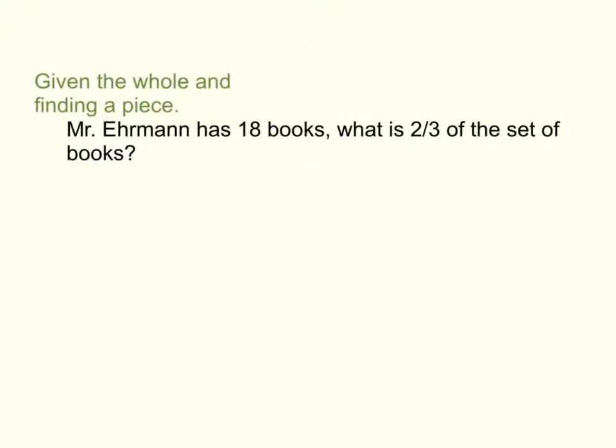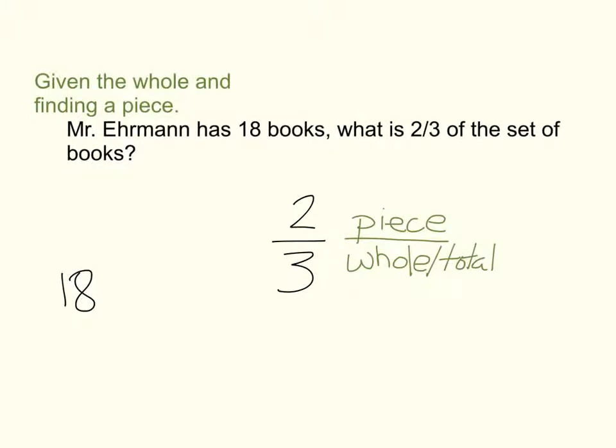In this problem, Mr. Ehrmann had 18 books, and what is 2/3 of the set of books that we saw earlier? We were given information about the entire set, the whole 18 books, and trying to find a piece of that set, 2/3. So, we're going to take our number given, 18, and look at 2/3. We're going to keep in mind that the 2 represents the piece of the set that we're trying to find out, and the 3 represents the whole or total amount of the set.